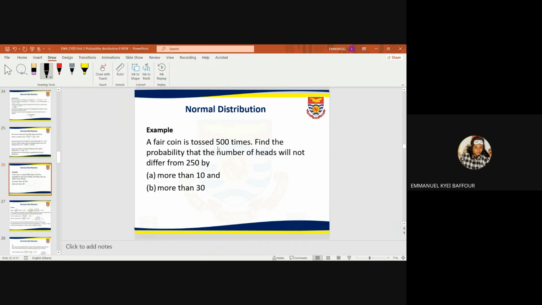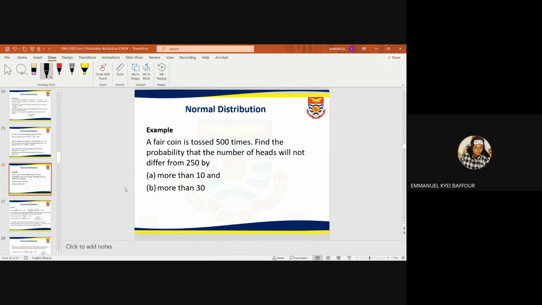A fair coin is tossed 500 times. Find the probability that the number of heads will not differ from 150 by more than 10, and then more than 30.